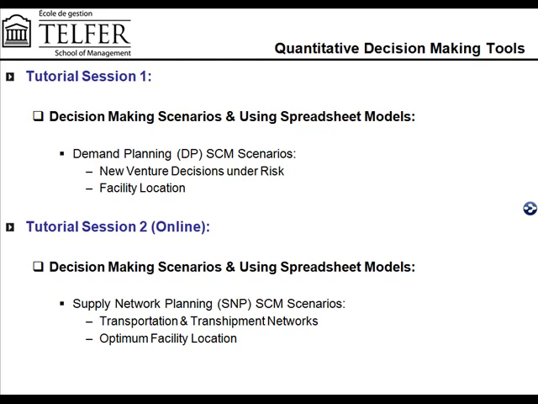In today's tutorial, I'm going to expand on the facility location problem that we talked about before, and we're going to talk about optimum facility location, and for that we're going to use Excel's Solver tool as the tool of choice. In addition to that, we're also going to talk about transportation and transshipment networks, and together both of these scenarios can be categorized as supply network planning scenarios in supply chain management.